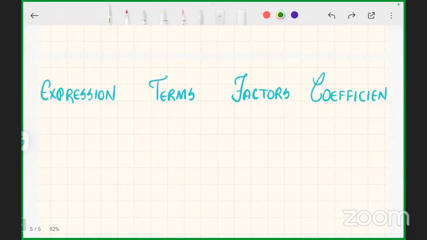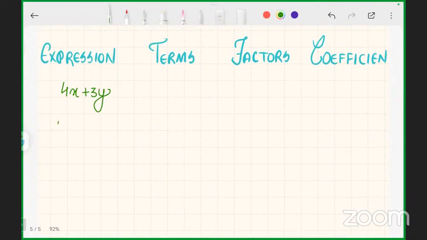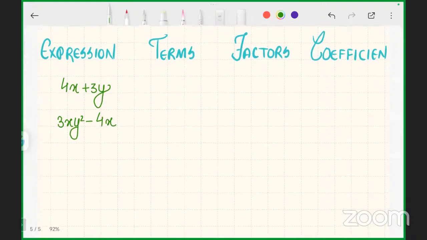So the question goes like this. The very first expression I want to give you is 4x plus 3y. Then you want to go 3y square minus 4x. And then finally you have 3p square q. They all are algebraic expressions. So you want me to find the factors and coefficients? Correct. Okay, one second.